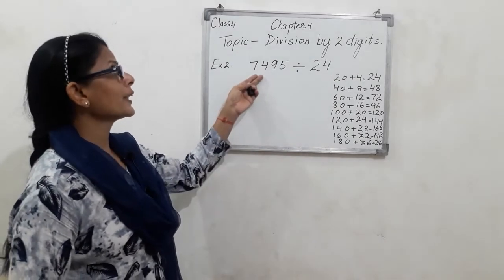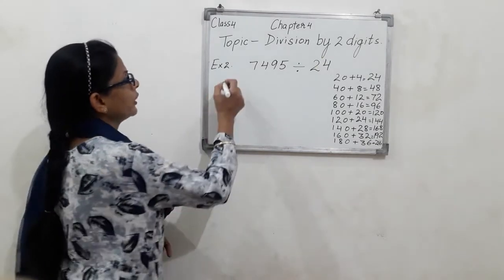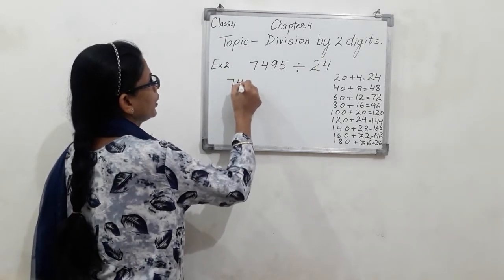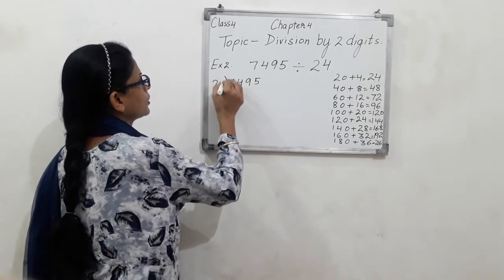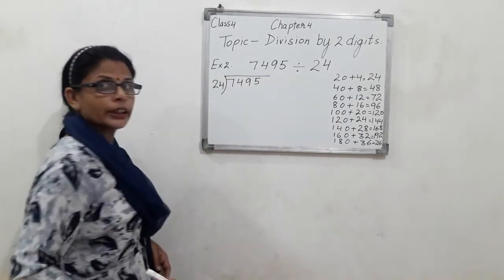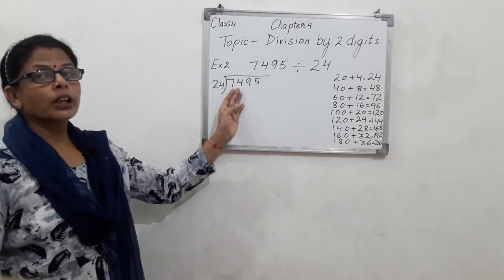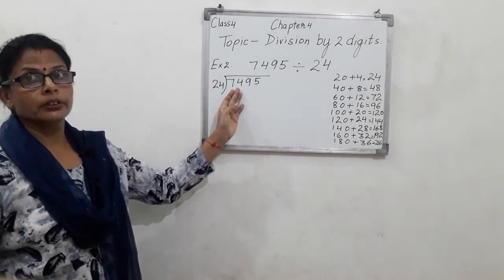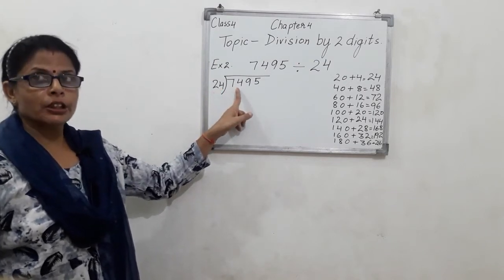Now we have to divide 7495 by 24. So we'll write 7495 inside and 24 outside, right? Now outside are 2 digits, so inside also we have to take 2 digits only, right? Outside is 24, inside is 74.